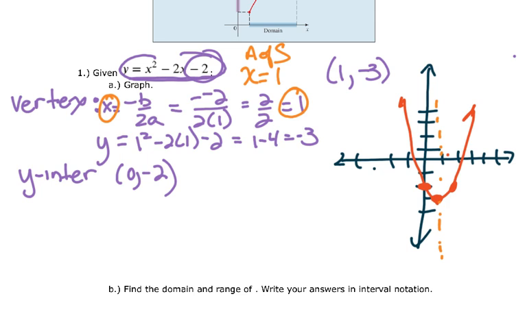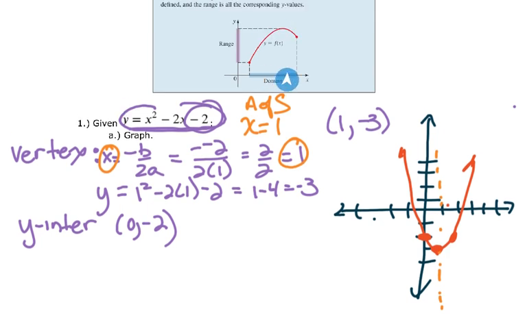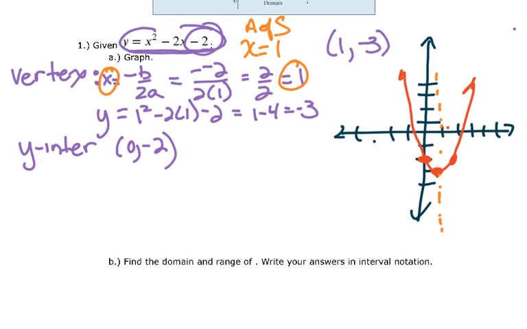We can look at this graph to help us decide the domain and range. Remember, domain is the same thing as what we're allowed to put in. So as we look along the x-axis here, do I have any restrictions, right? No, I don't. We can plug in every single x value, so that means our domain is going to be negative infinity to infinity.